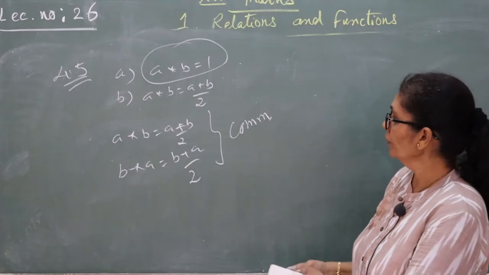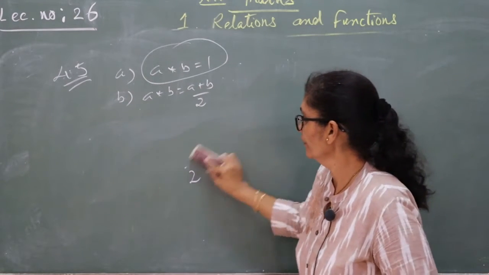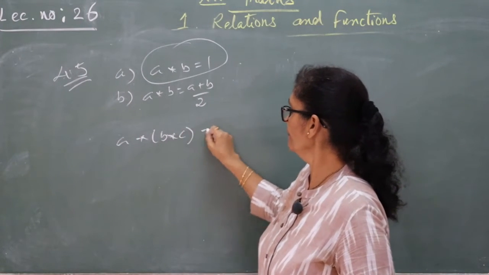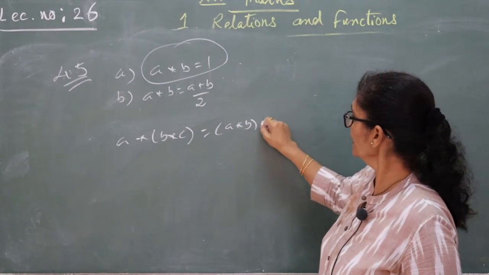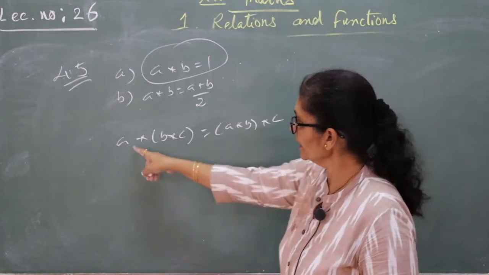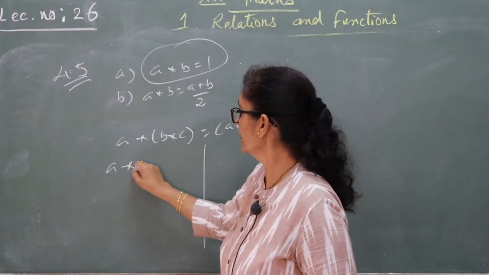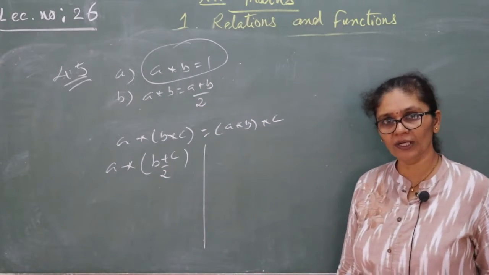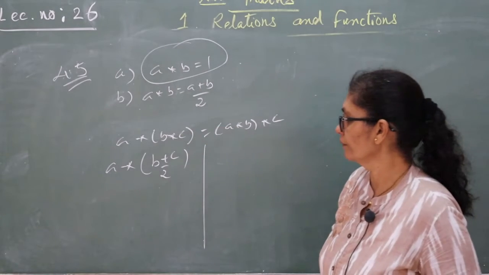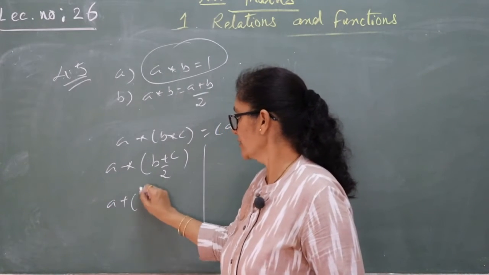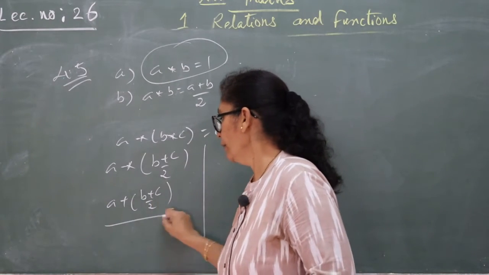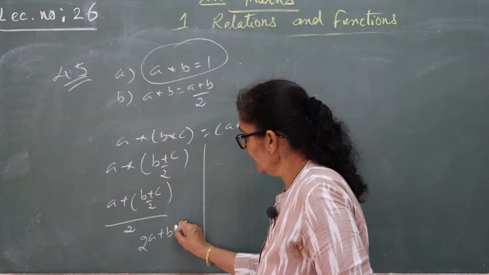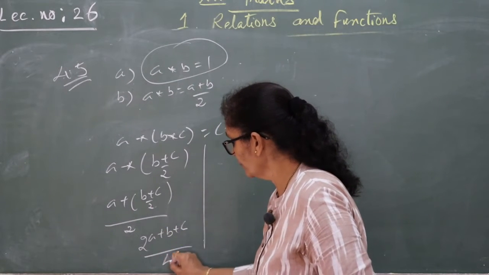So the first part is true. Now let's come to associative. For associative, what to do? The relation of A with (B asterisk C) and the relation of (A asterisk B) with C should both be the same. Let's start with A asterisk (B asterisk C). A and (B plus C) by 2. Why are we writing (B plus C) by 2? Because our relation is only the addition of these two terms divided by 2, so we have applied it here. A plus (B plus C) by 2, all by 2. Again take the LCM. What do you get? (2A plus B plus C), now by 2 and by 2 will be 4.